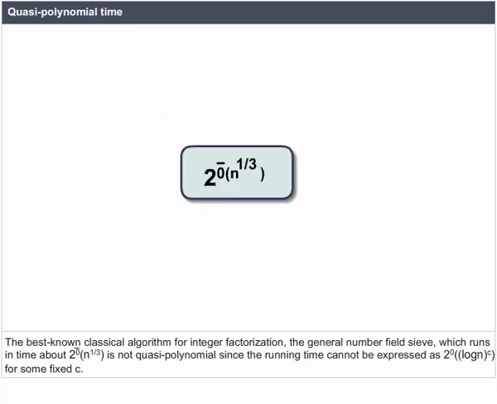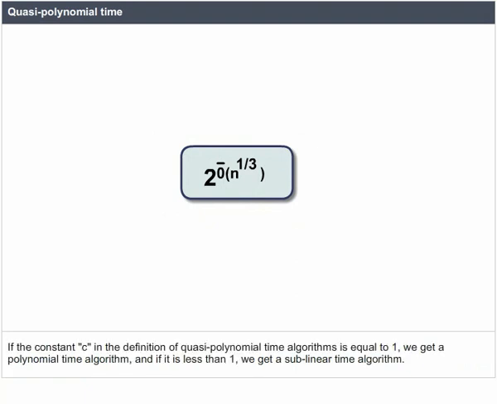The best known classical algorithm for integer factorization, the general number field sieve, which runs in time about 2 to the power of O(n^(1/3)), is not quasi-polynomial since the running time cannot be expressed as 2 to the power of O((log n)^c) for some fixed c. If the constant c in the definition of a quasi-polynomial time algorithm is equal to 1, we get a polynomial time algorithm, and if it is less than 1, we get a sublinear time algorithm.